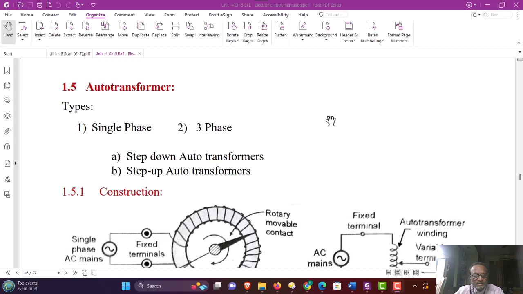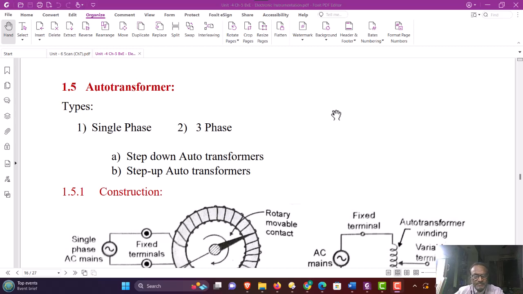Today we are going to study the first instrument, that is auto transformer. As the name indicates, it is a transformer. Whereas we have seen in the transformer, normally the output voltage is fixed. Means it has fixed input and fixed output voltage at various different current capacities. Whereas auto transformer is a transformer in which the output voltage can be made variable.